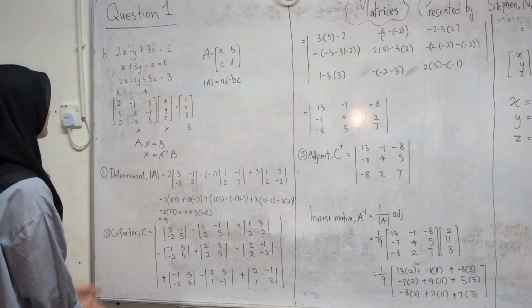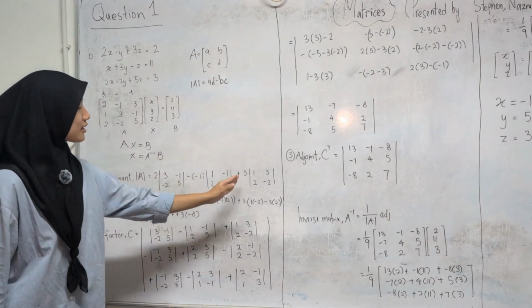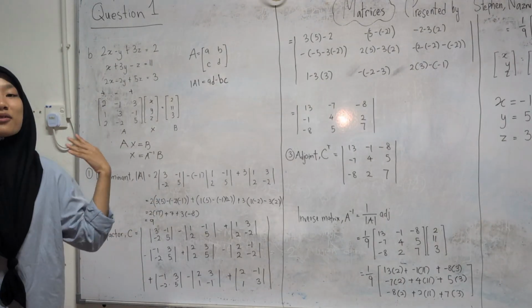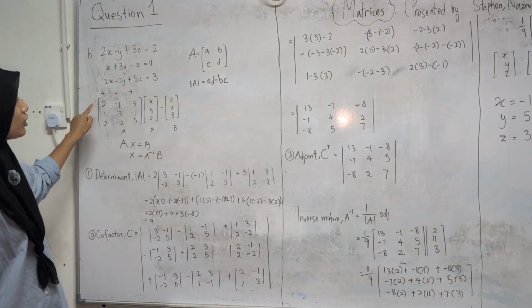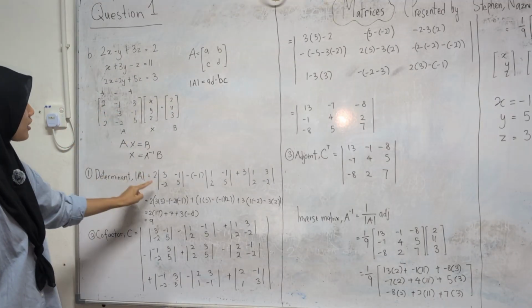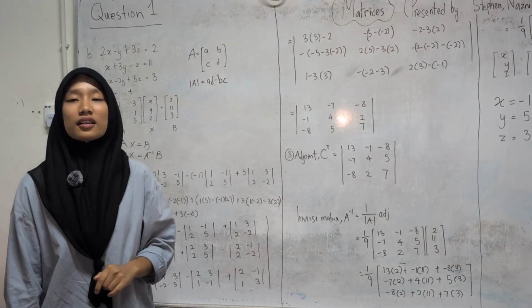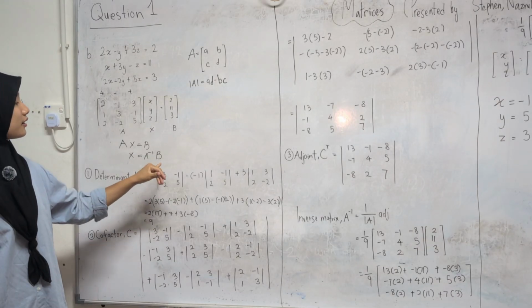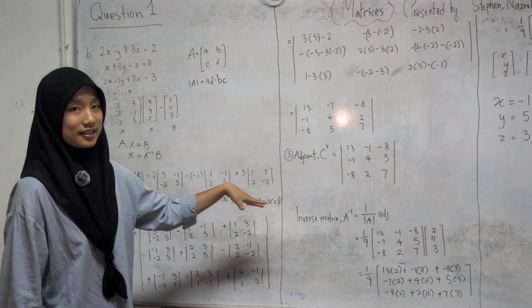We need to find the determinant of A. Firstly, how do I get this number in front of this? According to the formula, you need to use the first row numbers: 2, -1, and 3. As you can see, 2, -1, and 3. And according to the formula, you use the signs plus, minus, and plus.